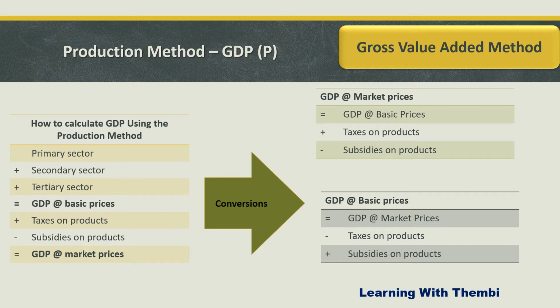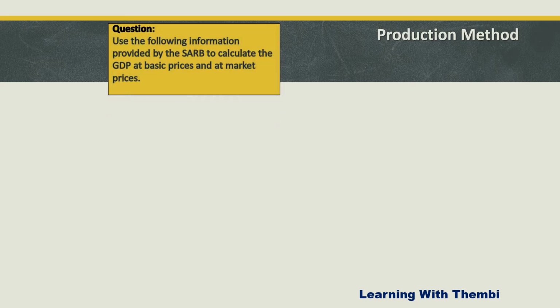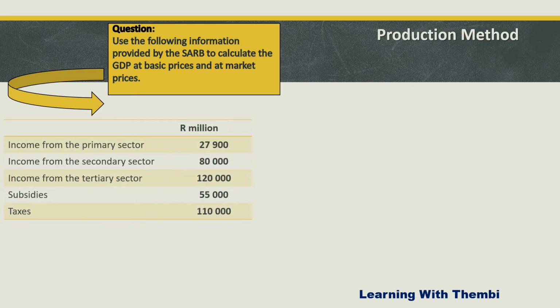So I will give you a practical example of this with figures involved so that we can have a better understanding of how to use the production method when calculating the GDP. Now, let me give you an example of how you can be asked to calculate the GDP using the production method. Now, here's a question. It says, use the following information provided by the South African Reserve Bank to calculate the GDP at basic prices as well as market prices.